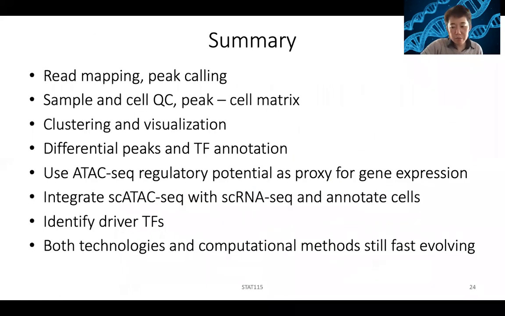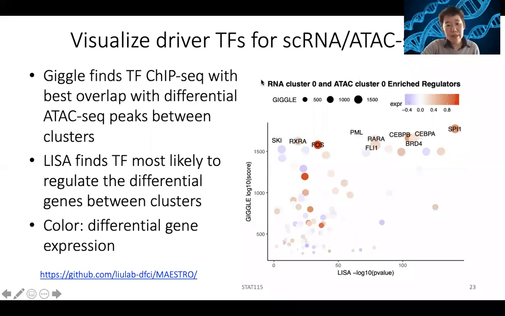And so, if we look at this in a real single cell RNA-seq example, if you only have single cell ATAC-seq data, you can already use this GIGGLE to look at the ChIP-seq data that has the best overlap with your differential ATAC-seq peaks. But you can also run LISA on the differential genes between one cluster and all the other clusters, and then run LISA to figure out what transcription factors are interesting.